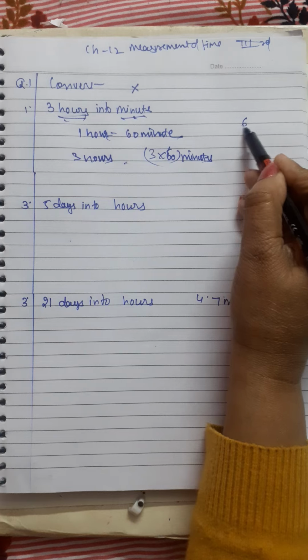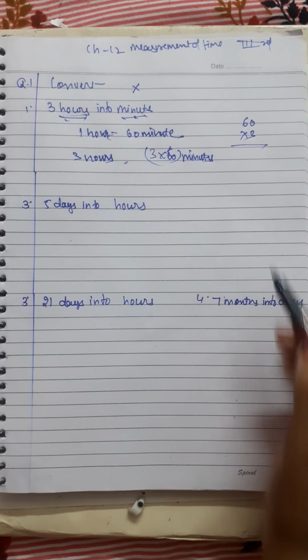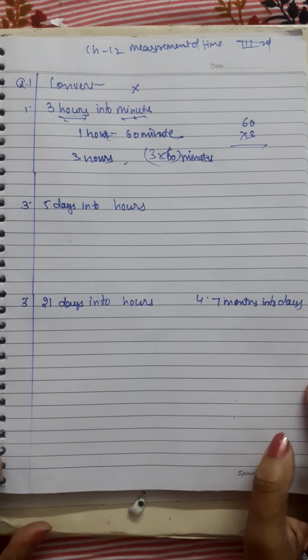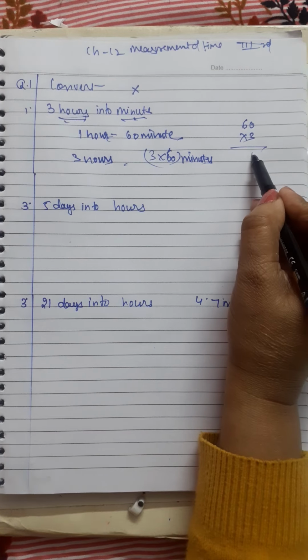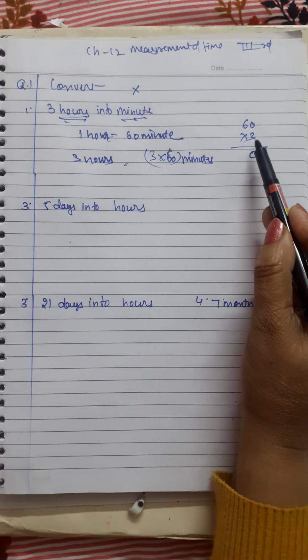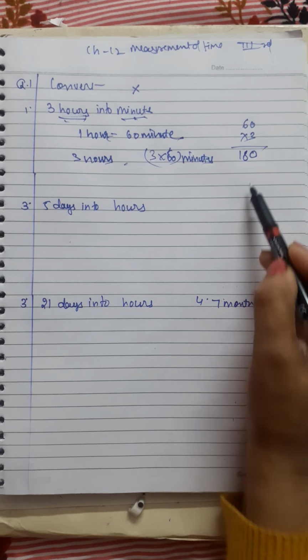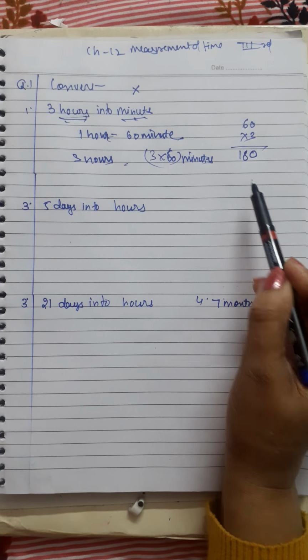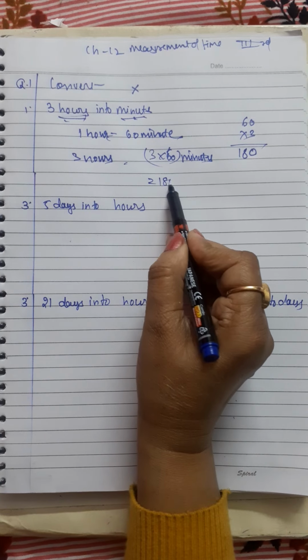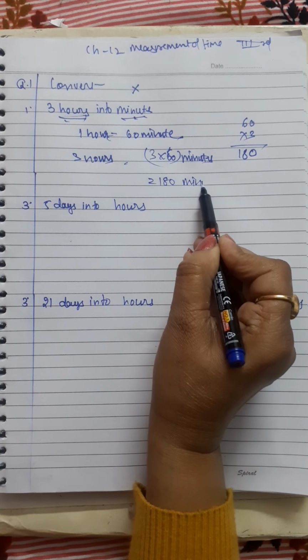So we will do rough work over here. 60 to be multiplied by the 3. We have to take table of 3 in 0 time. We will get 0. When we multiply a number by 0, we will get 0. And 3 sixes are 18. So we can say 3 hours is equal to 180 minutes.